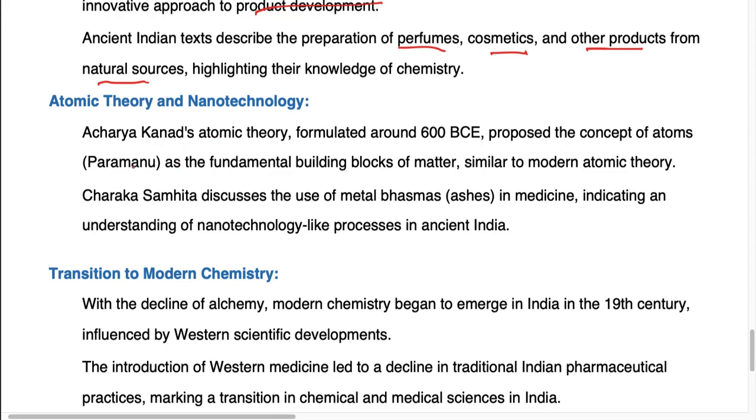Atomic theory and nanotechnology. Acharya Kanad's atomic theory, formulated around 600 BC, proposed the concept of atoms, Paramanu, as the fundamental building blocks of matter, similar to modern atomic theory. Charak Samhita discusses the use of metal bhasmas in medicine, indicating an understanding of nanotechnology-like processes in India.